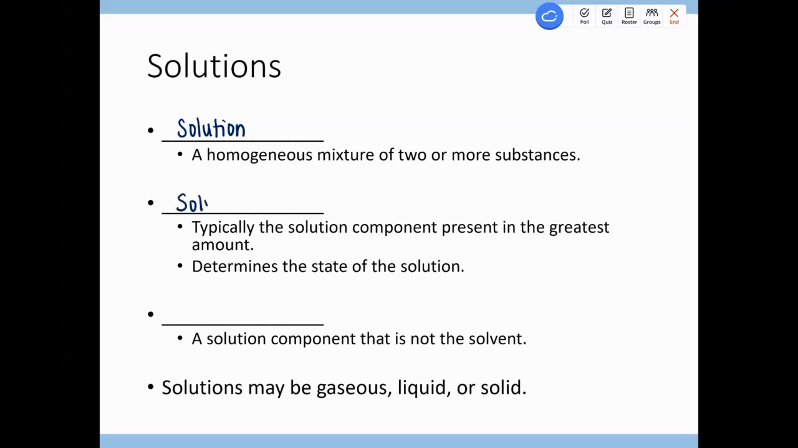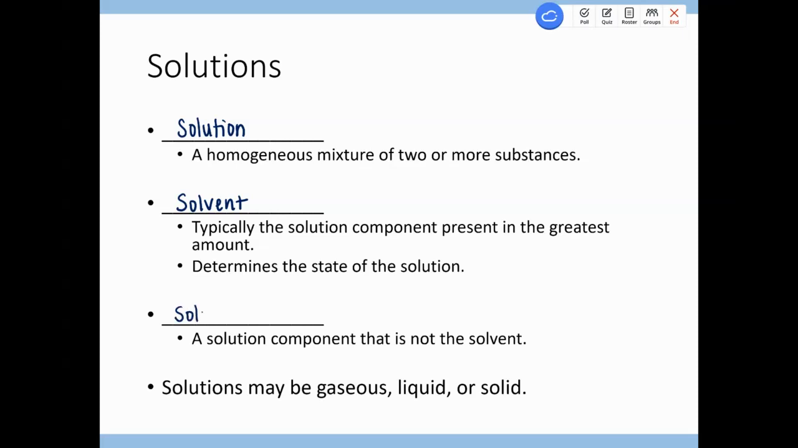The solvent is typically the component present in the greatest amount. This is what other particles are dissolved in, so it's dissolved in the solvent. We can have solid solutions, gaseous solutions, and liquid solutions. You could also have a solid dissolved in a liquid or a gas dissolved in a liquid, or you could have a solid dissolved in a solid and a gas dissolved in a gas. But the solvent will determine the state of the solution. So if the solvent is a liquid, the solution will be a liquid. If the solvent is a solid, the solution will be a solid.